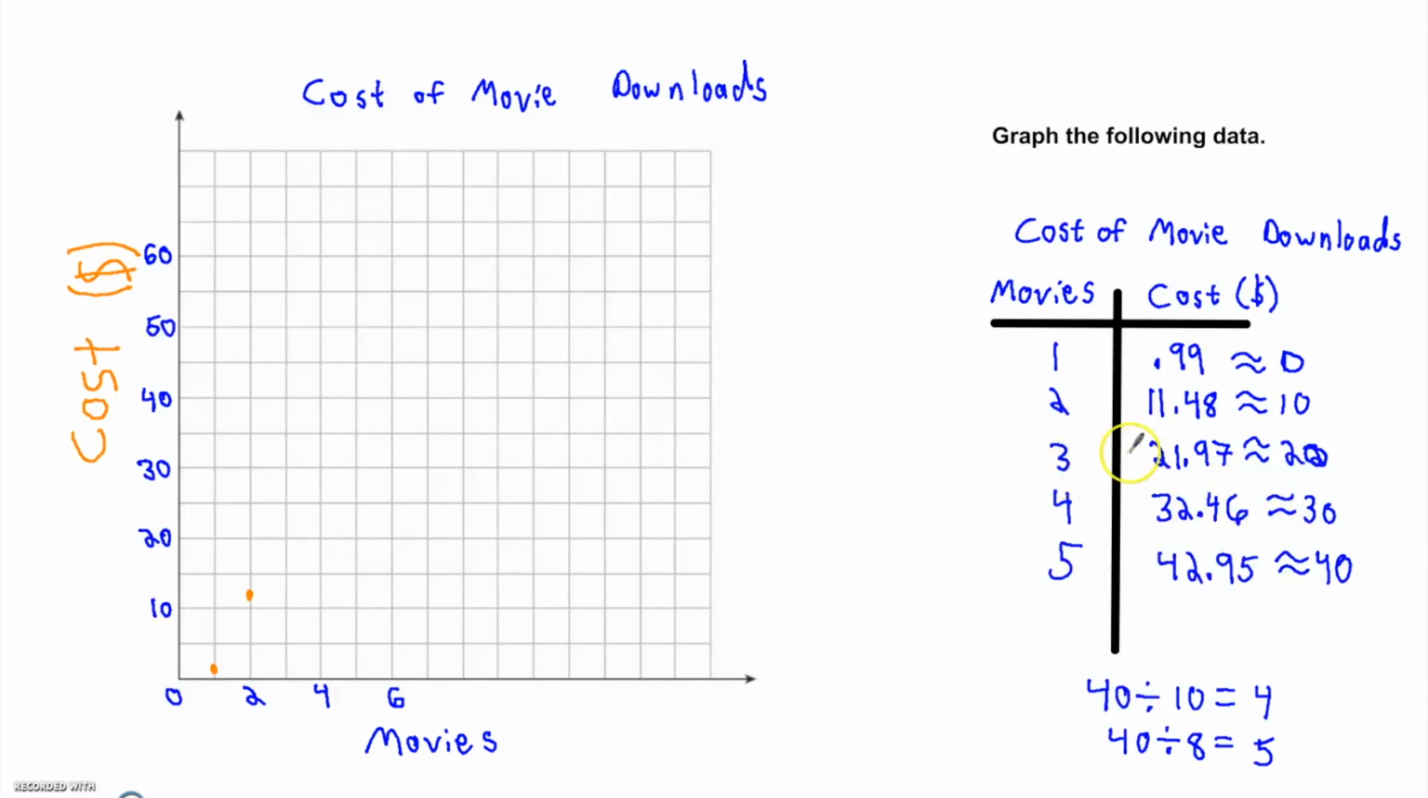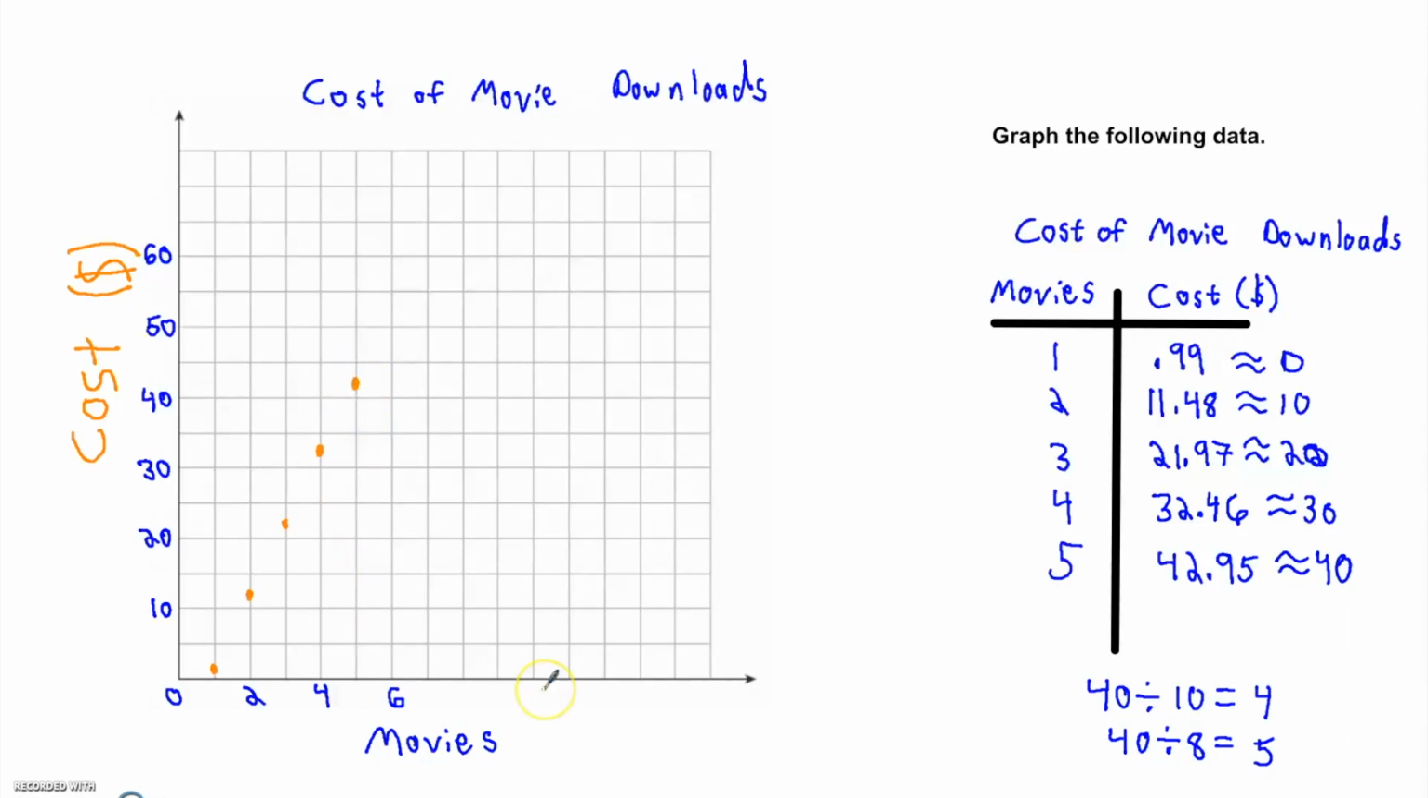Then we go 3 movies and then 21.97. So 3 movies, 21.97 is somewhere around 22. So that's a little bit shy of halfway. And then 4 movies, 32.46. So 4 movies, 32.46 is about halfway between 30 and 35. And finally, 5, 42.95. You go over 5 and then up, that's about 43. So here's 40. 43 is a little bit past halfway.